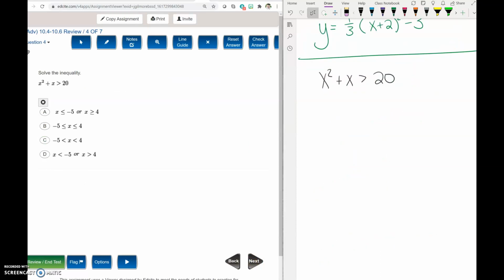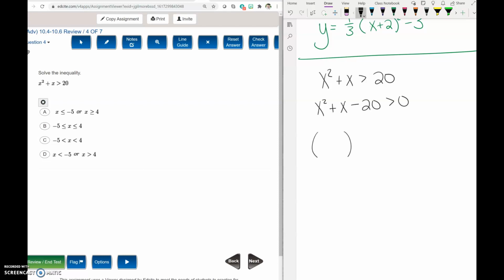For solving the inequalities, we need to find those key numbers. And actually, the answer choices help you out quite a bit. You can see that those key numbers are -5 and 4, but I'm going to show you the full process of how you find that. So we are going to take this and pretend that it's a trinomial that we need to factor.